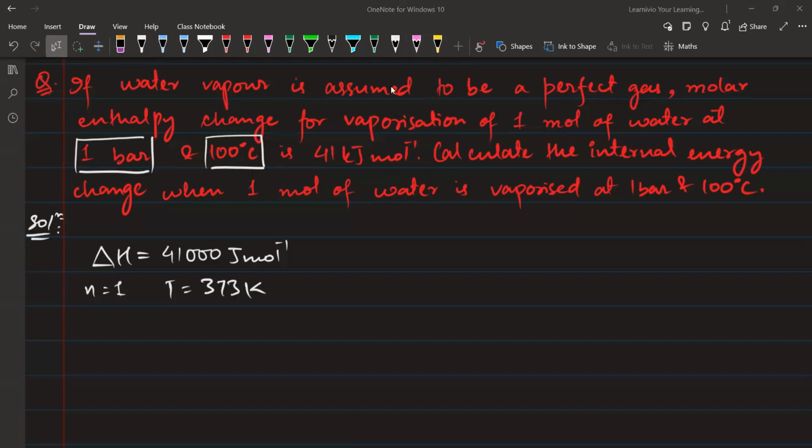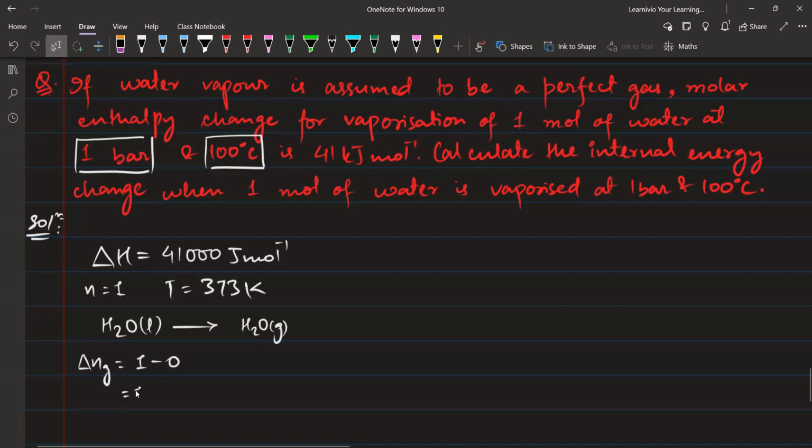Now we have to see what is changing, what is happening in vaporization. All of you hopefully know that H2O liquid is going to get converted into H2O gas. If I calculate the delta Ng in this case, it will be equal to the number of moles of gas in the product. It is equal to how much? 1 mole of gas in the product. How many in reactant? 0. So delta Ng will be equal to 1.